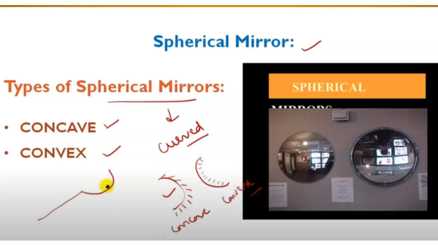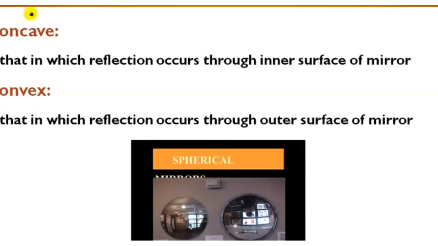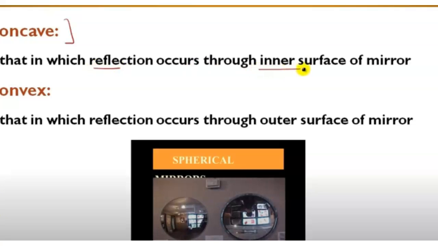In spherical mirrors, there are two types: concave mirror and convex mirror, as you can see in the diagram. You might have seen this. This is the convex mirror, convex from outside, right? Concave means going inward. Convex means bulging outward, coming out.